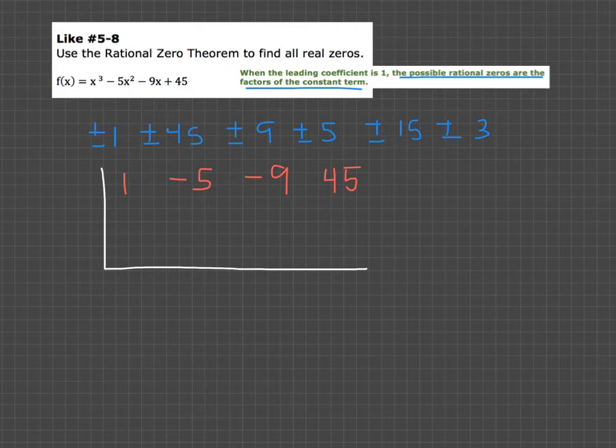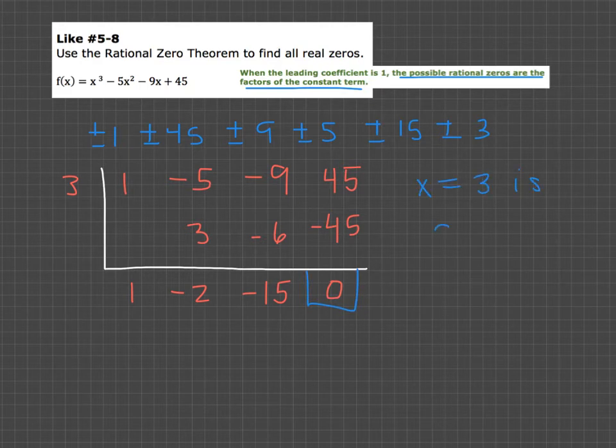So I hope that you have already practiced this and have figured out that 3 is a good one to try out. So let's go ahead and bring down the 1, multiply, add down, multiply, add down, and then multiply, and we add down and we will get a 0. So that gives us our confirmation that x equal to 3 is a 0 of this polynomial.